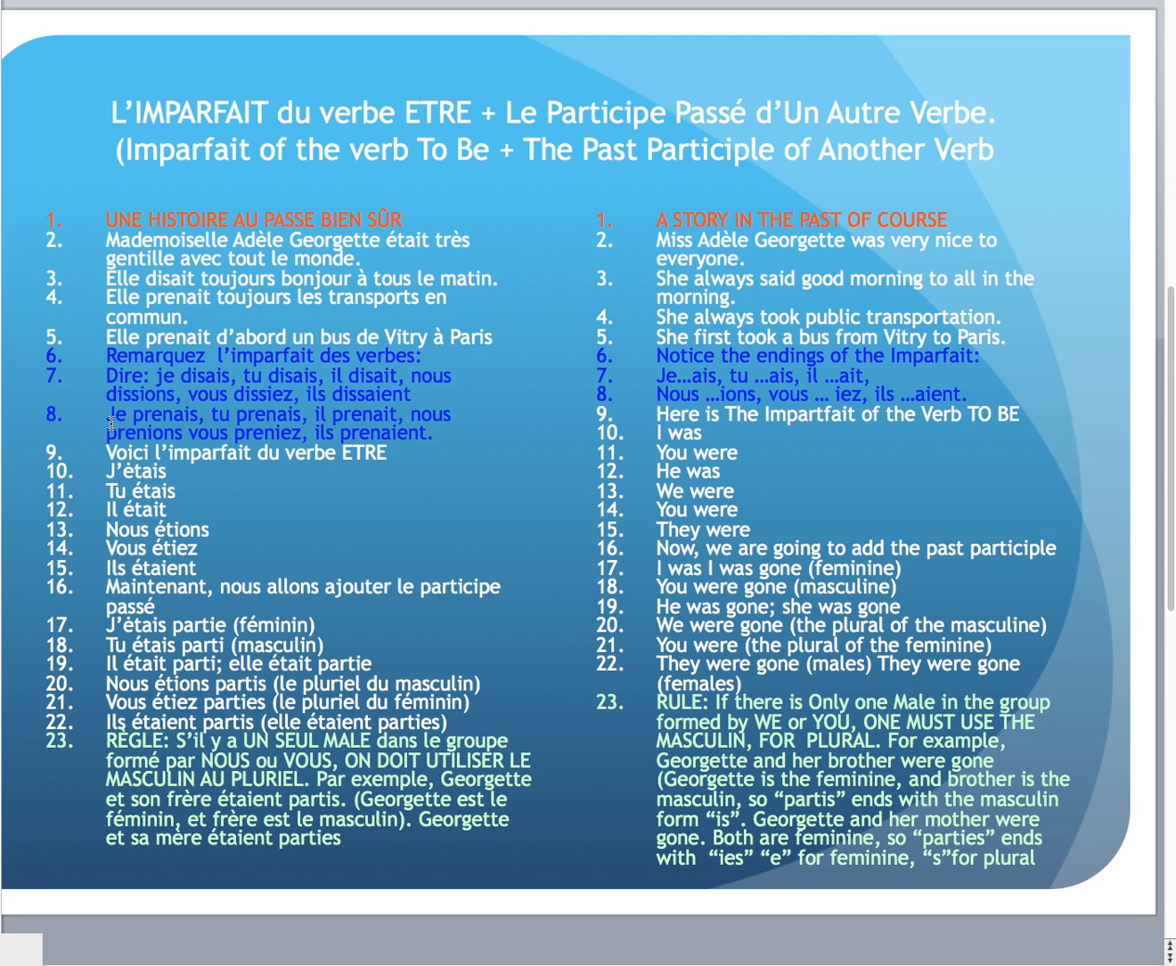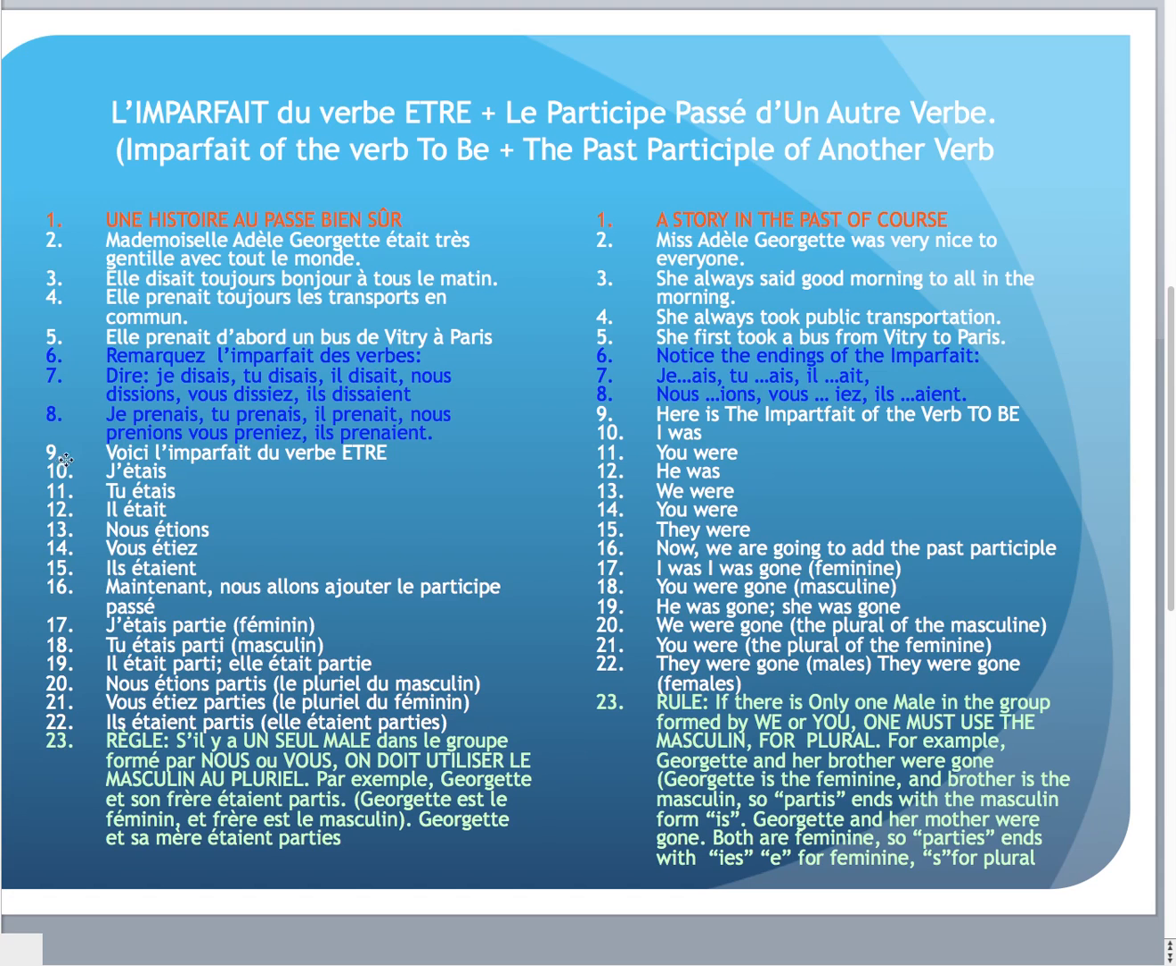The second verb I'm considering here in sentence 8 is prendre, which is not actually spelled here, but it spells P-R-E-N-D-R-E at the end, prendre, to take. Je prenais, tu prenais, il prenait, nous prenions, vous preniez, ils prenaient. Those endings are the same as in dire: disais, disais, disait, disions, disiez, disaient. Okay?